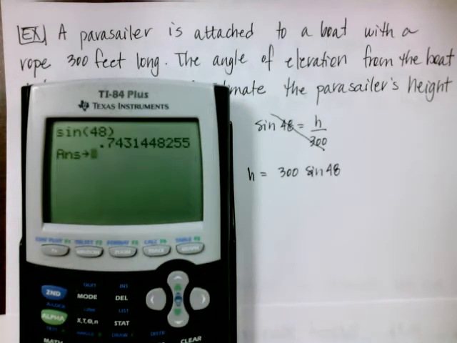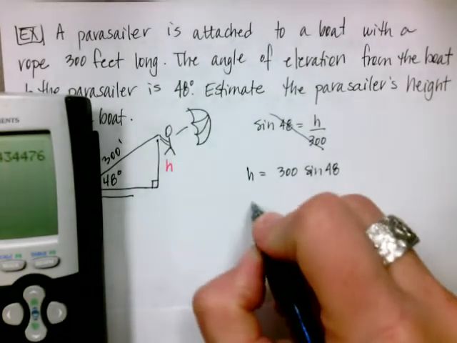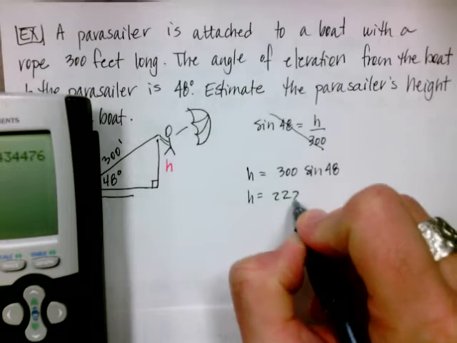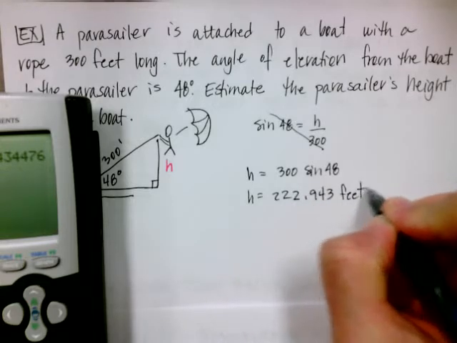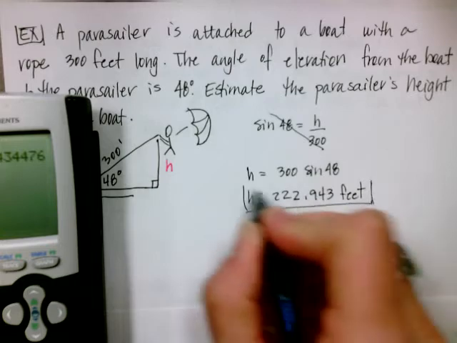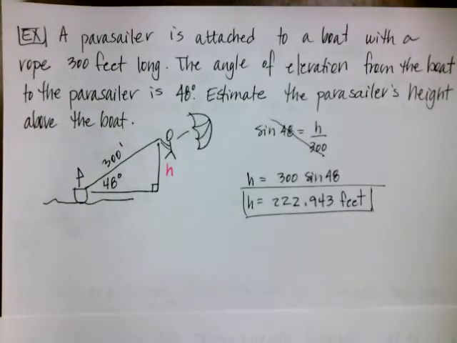So then I'm going to do 300 sine 48, and I get that the height above the boat is 222.943 feet. That would just scare the bejeebers out of me. All right, there you go. So that's not a difficult process. Oftentimes getting the picture is the hardest part of the problem.